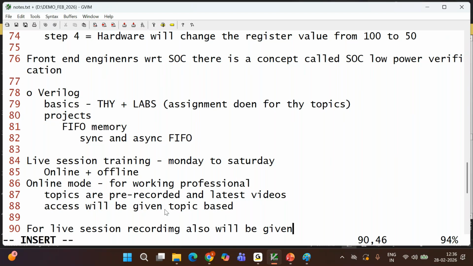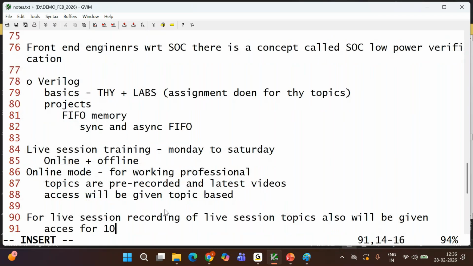Recordings of live session topics will also be given, with access for 10 days. Suppose today I taught Verilog data types. From today, for the next 10 days, the access will be given for that specific video. Now, that video access cannot be given within a minute. Meaning, now at 12:30 I will end the session, and at 12:31 you won't get the access.